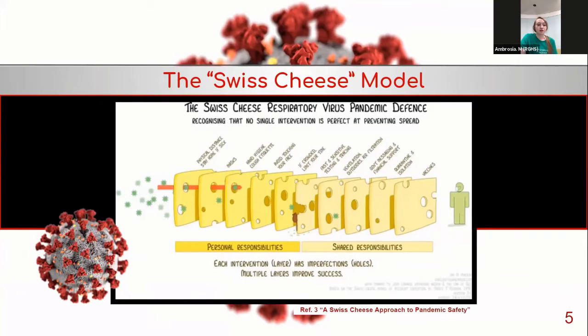Masks are an effective way to reduce the spread of COVID-19, but the best method is to use multiple preventative measures put together, like the Swiss cheese model, which was developed by Ian McKay, shown on the slide. The Swiss cheese model is like saying when you have a virus that spreads so easily, doing just one thing to stay safe really won't be enough.